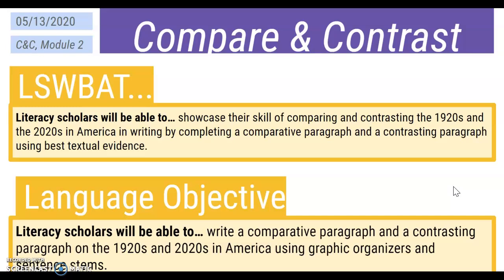Let's go ahead and start by reviewing our objectives. Objective 1. Literacy scholars will be able to showcase their skill of comparing and contrasting the 1920s and the 2020s in America in writing by completing a comparative paragraph and a contrasting paragraph using best textual evidence.